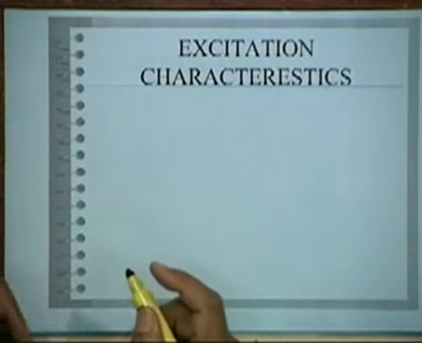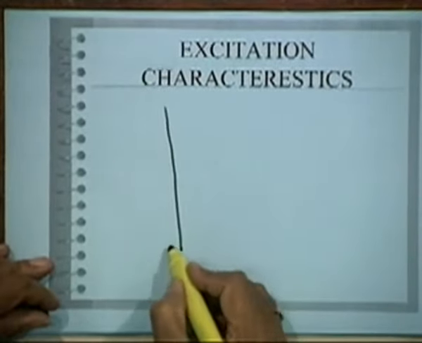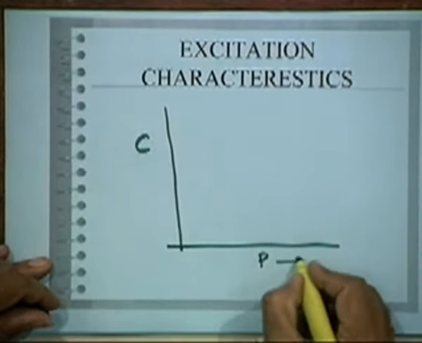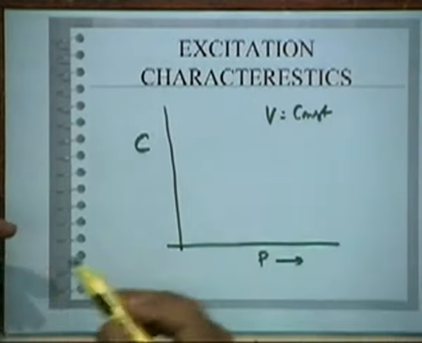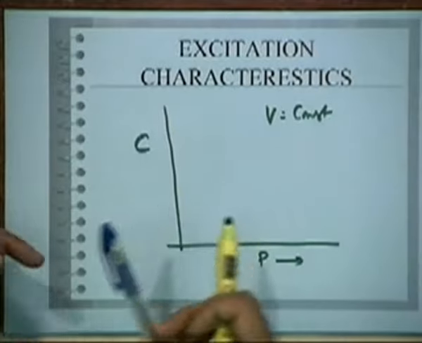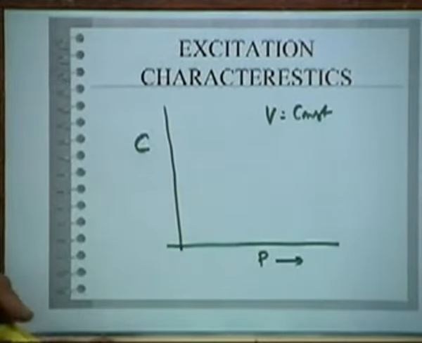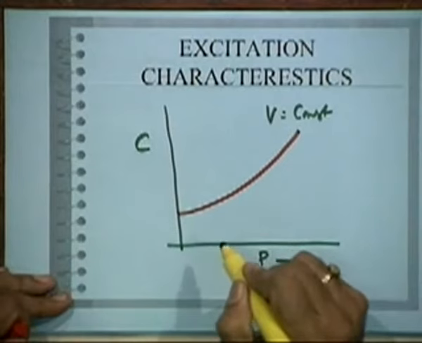Just like in a synchronous machine, the compounding curve or excitation characteristics, we have these characteristics. What is the capacitance versus power output to maintain V constant? How do you expect it to go? Will it increase or decrease as the power goes up? You will notice that the capacitance will increase like this.